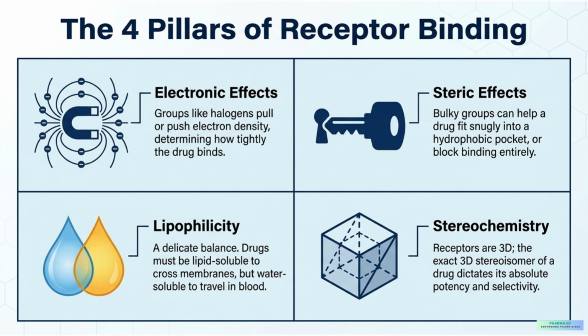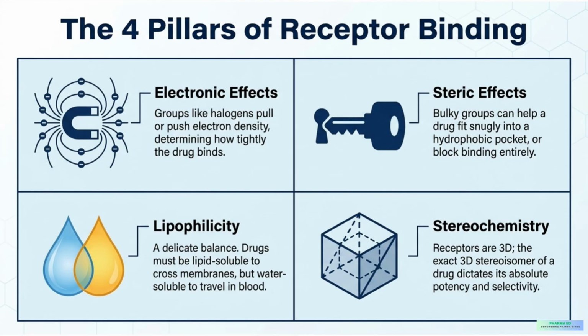First up, electronic effects. Groups like halogens can pull or push electron density, which alters how tightly the drug binds. Second, steric effects. Imagine trying to fit a bulky key into a tiny lock. It won't work, right? A bulky group might help a drug fit snugly into a hydrophobic pocket, or it might just block binding entirely. Third, lipophilicity.